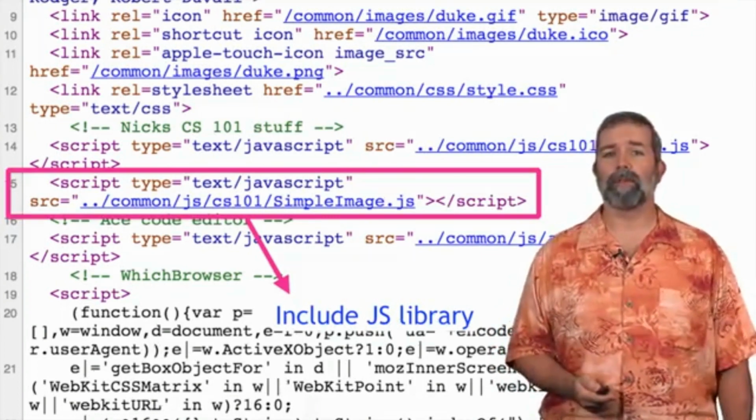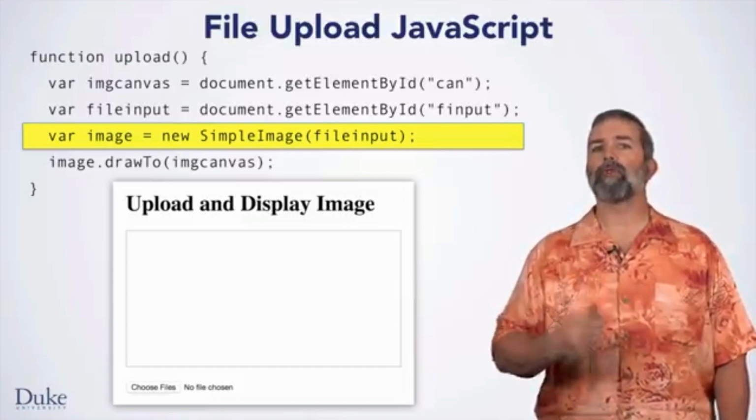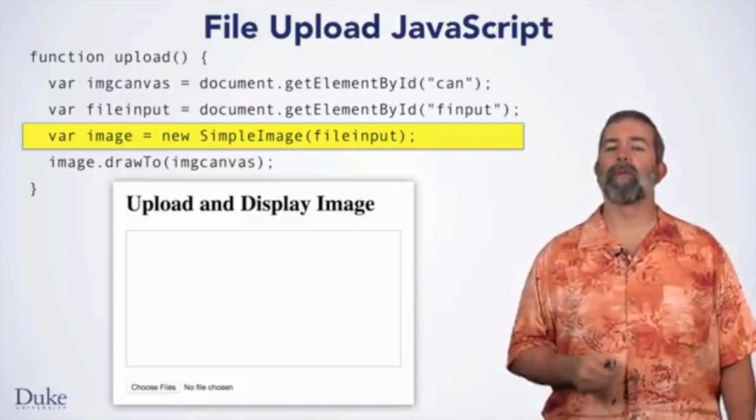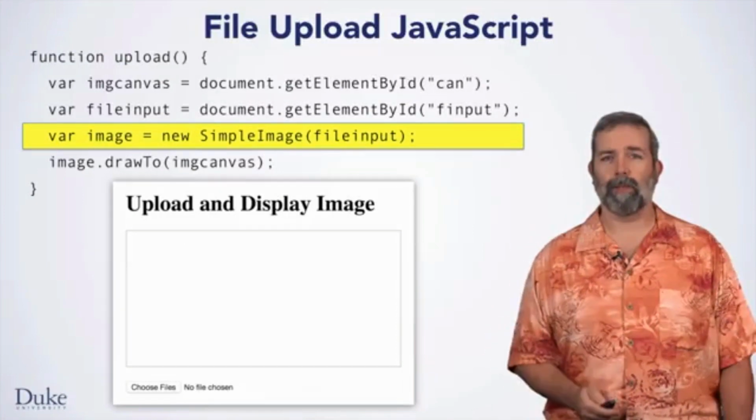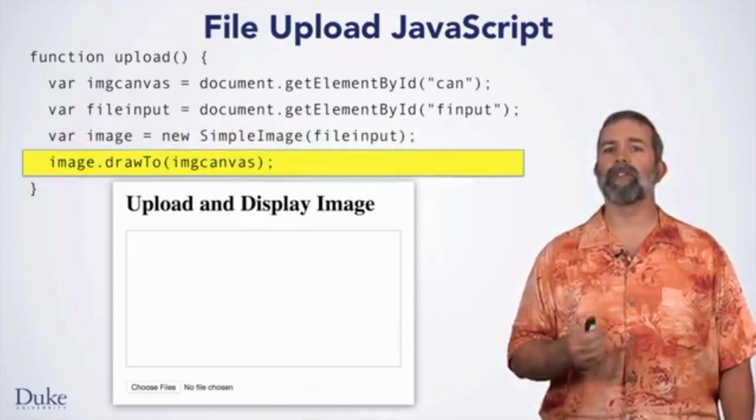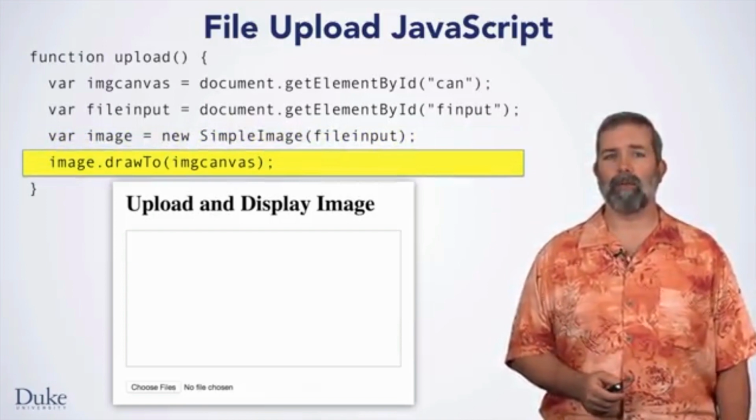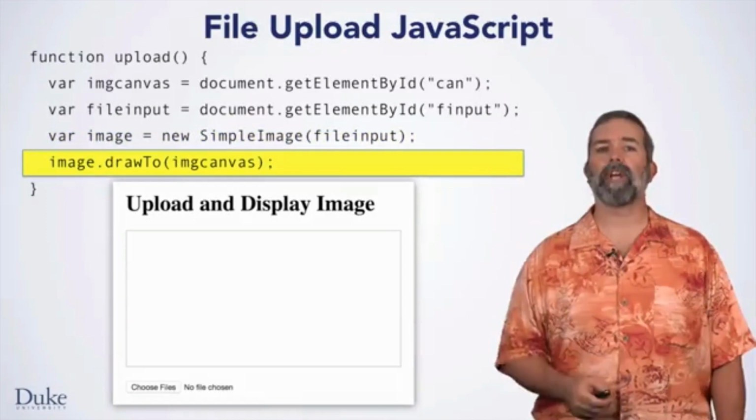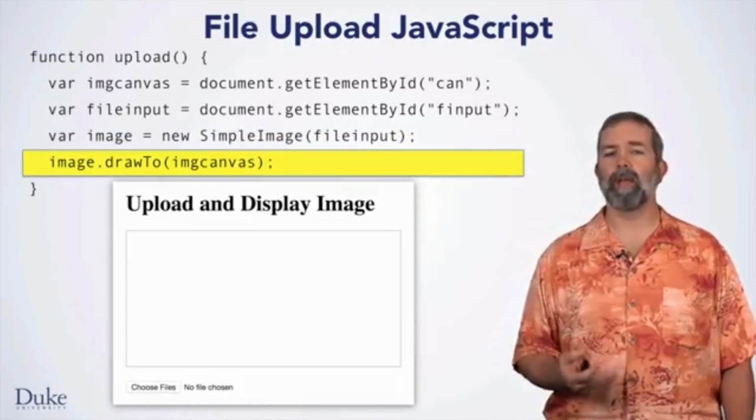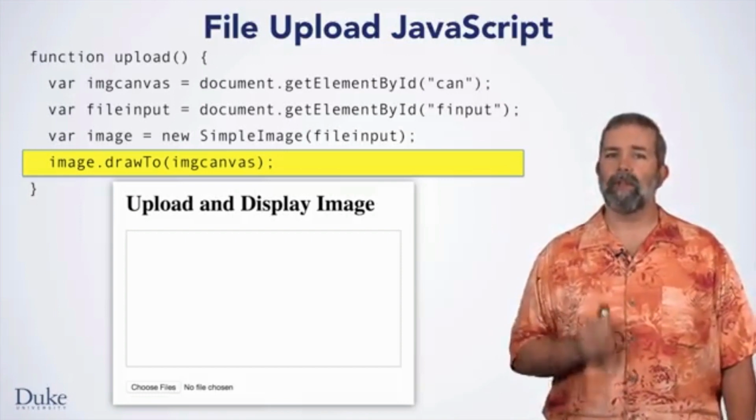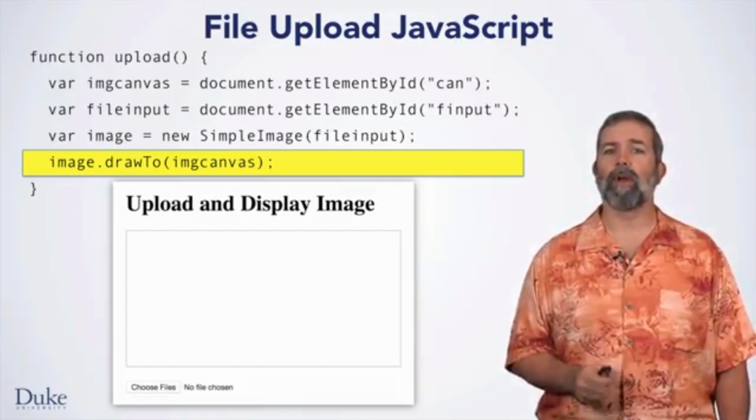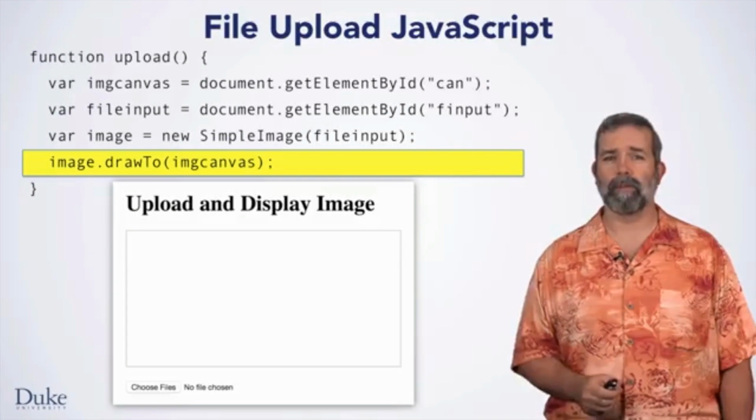Now that we know how to tell a web page where to find our JavaScript code, let's finish putting an image in the canvas. We have just created a new simple image from the file input HTML element. The last step is to use the drawTo method, a method included in the simple image library. We will call image.drawTo and use the canvas element as the parameter to indicate the simple image should be drawn on a specific canvas of our choosing.